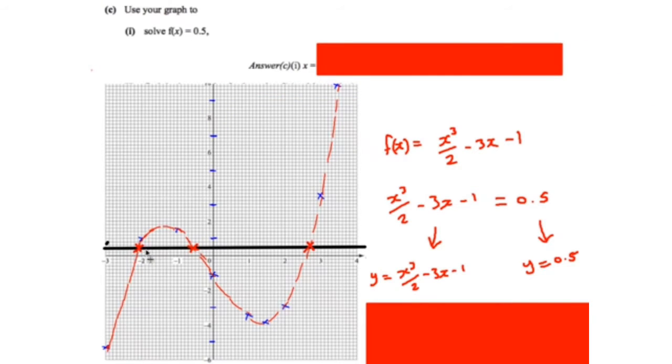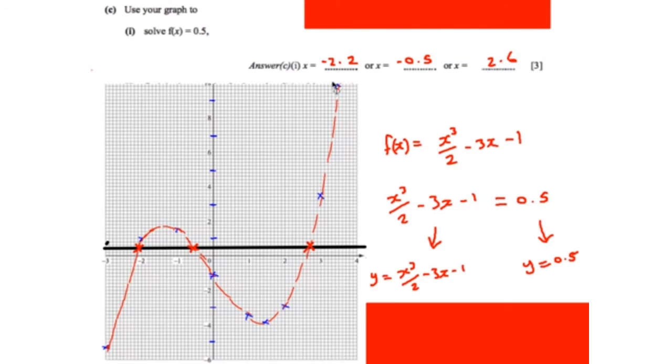So we look at this point, and this point, and for each of them we need to say what is the x value when they intersect. If we read off the graph, we should get something around about minus 2.2, around about minus 0.5, and about 2.6. So we have 3 possible answers. If it had said solve f of x equal to 0, then I'd be looking at this point here, and this point here. So that's a typical sort of question.